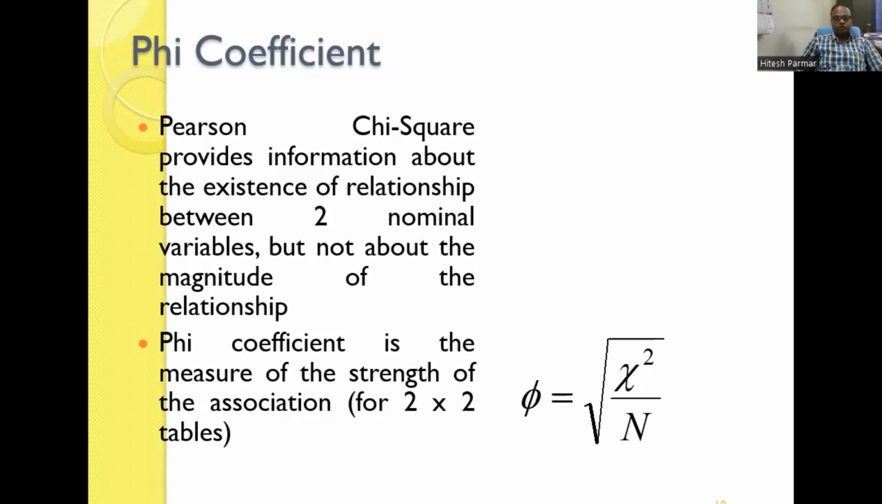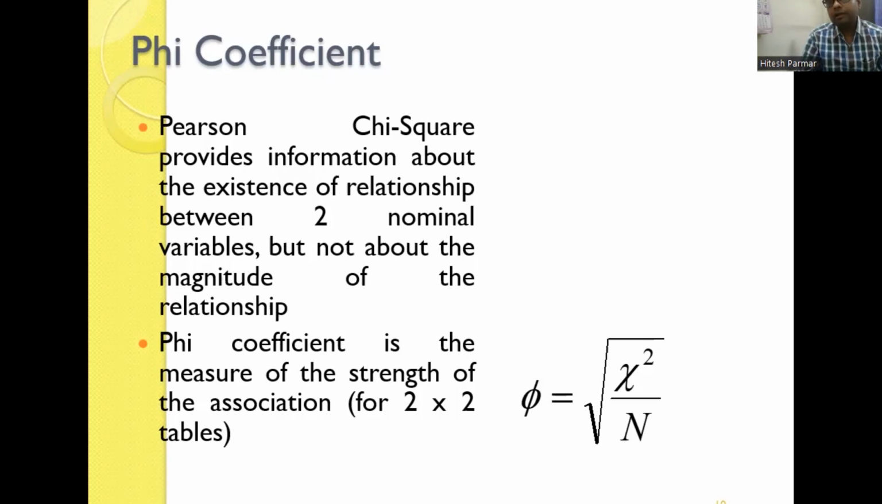The phi coefficient is available to study the magnitude, and it is the measure of the strength of the association. So when can we go for a phi coefficient? We have to always remember that when our contingency table is 2 by 2, meaning 2 rows and 2 columns, at that time we can go for a phi coefficient.